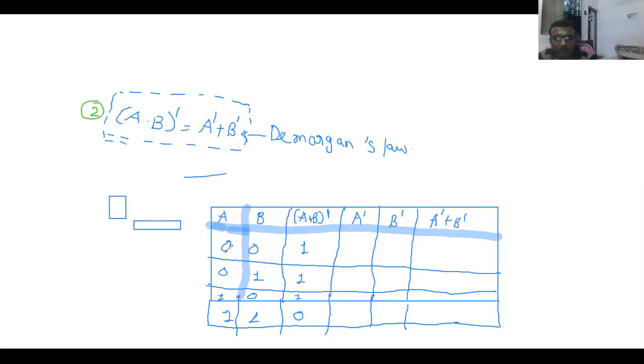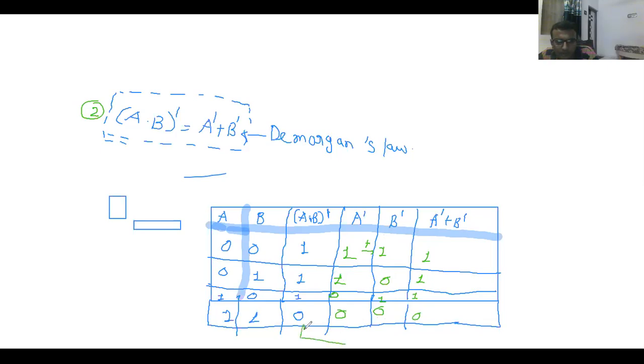Now, what is the complement of A? 1. What is the complement of A here? 1. Here 0, here also 0. Here 1, 0, 1, 0. Now if you can add with each other, 1 plus 1, 1, 1 plus 0, 1, 0 plus 1, 1, 0 plus 0 equal to 0.